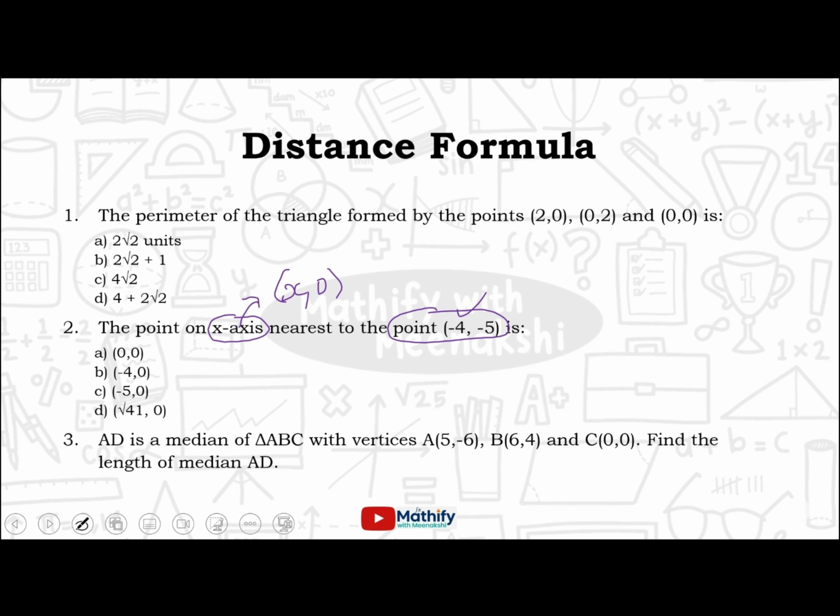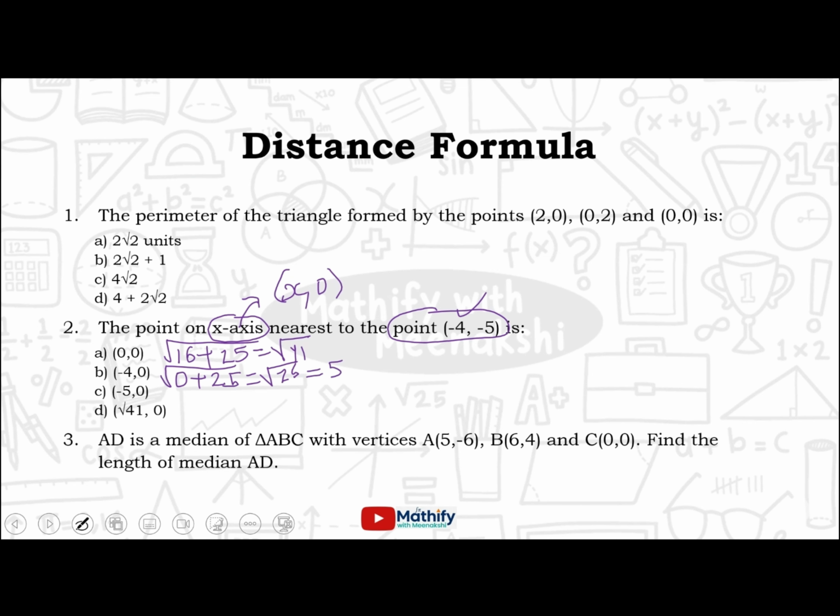So here, if you realize something, all the options' y coordinate is already 0. So now let's find the distance. First, 0, 0 with minus 4, minus 5. Now let's do that mentally. You can say minus 4 square, that is 16, plus minus 5 square, that is 25. You can write root 41. Now second, minus 4 minus minus 4, that becomes 0. So you can write 0 square, that's 0 only, plus minus 5 minus 0, that means minus 5 square, you can write root 25. And what is root 25? You can also write 5.